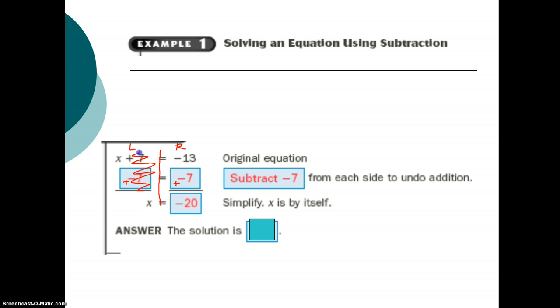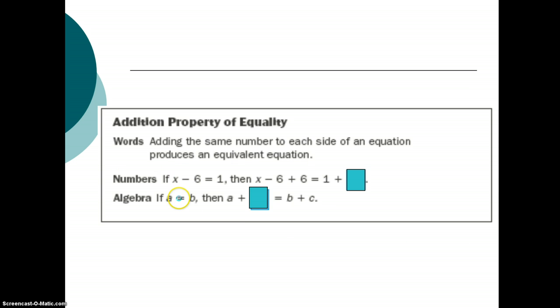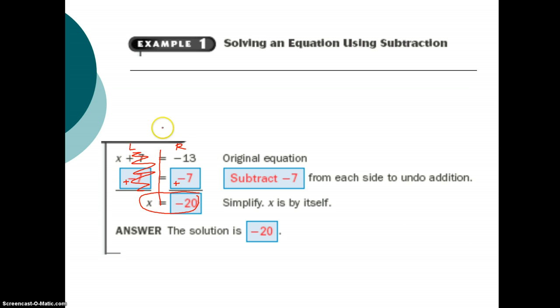That will clear, so x is left, and negative 13 plus negative 7 is negative 20. The solution is negative 20. You can also go back and check your work. The original problem was x plus 7 equals negative 13. Plug in the negative 20 and check. Does negative 20 plus 7 equal negative 13? Yes, it does. So the solution checks. This is a great way to make sure you're doing the problems correctly, is by checking your work.